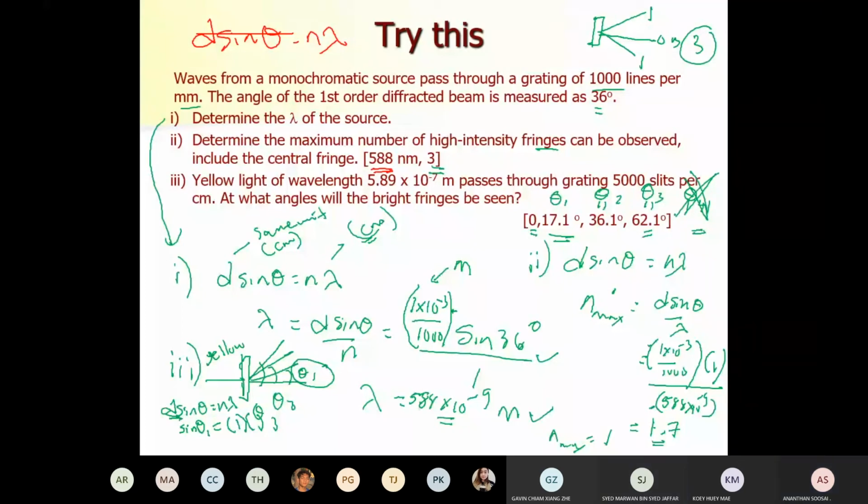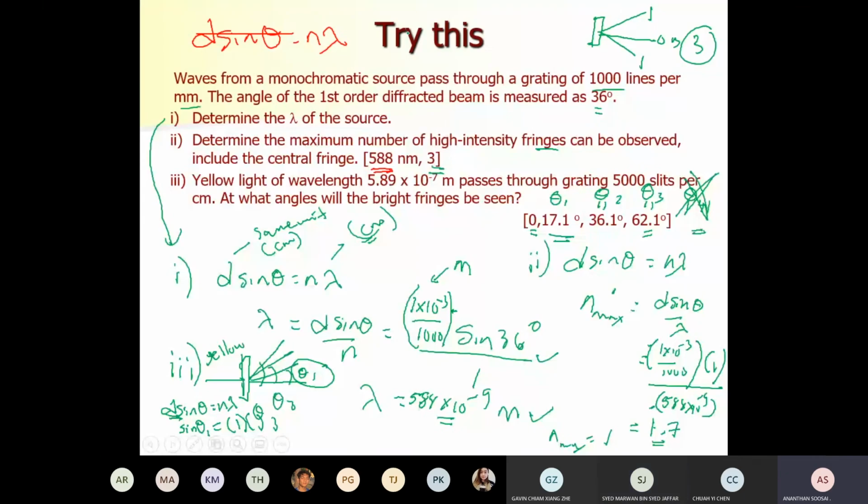Okay. So I believe all of you get 17.1, 36.1, and 62.1 degrees for the first, second, and third order. Okay. Any questions so far from this slide? Sir. Yeah. Can I find the n max first, just to know how many orders there are? Yeah, you can. You want to do it like that also. If n max check is 3, then you have to go for 1, 2, and 3.